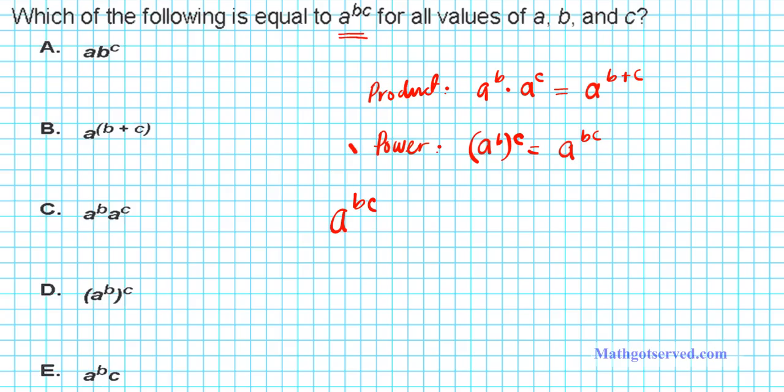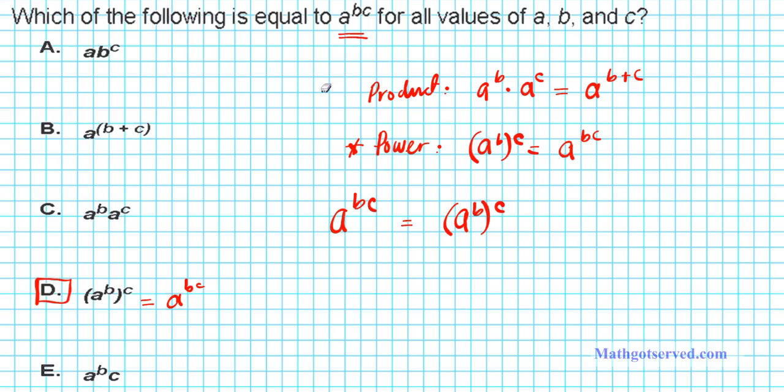Using the power property of exponents, I can express this as a to the b raised to the c power. Okay? So we can clearly see that in this problem, the correct answer is option letter D, because the power property tells you that if you raise an exponent to a power, you simply multiply the powers, a to the bc, and this will be the expanded form, which matches this term right here.